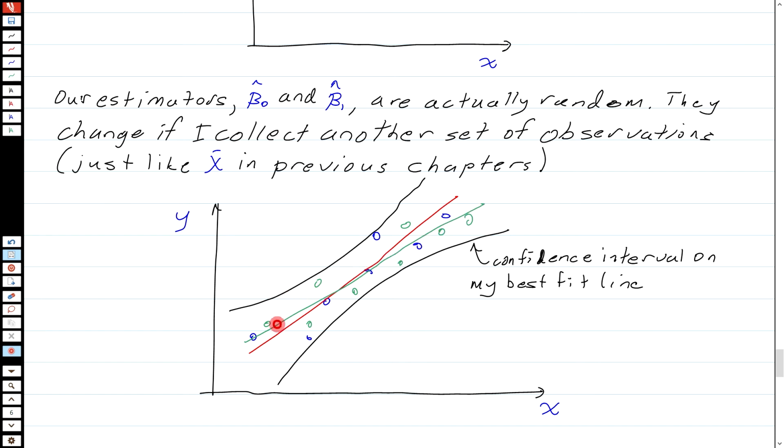And if I keep repeating this, I'm going to get a bunch of lines in different orientations. They are all going to pass through the average. The average is changing a little bit as well every time I take another set of data. But averages change less than the data itself because averages have a smaller variance, a smaller standard deviation. They're divided by square root of n.